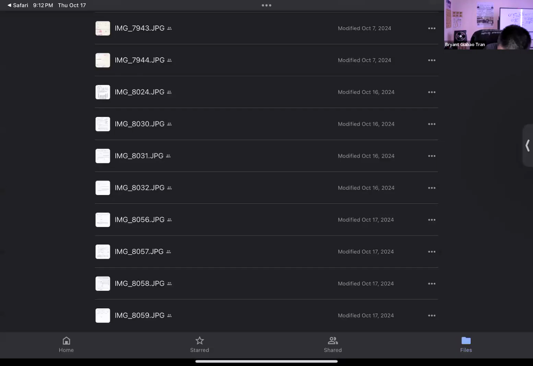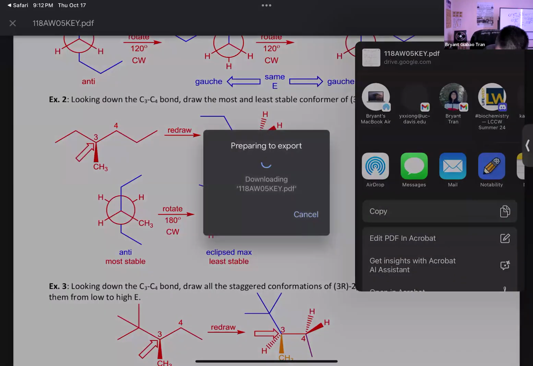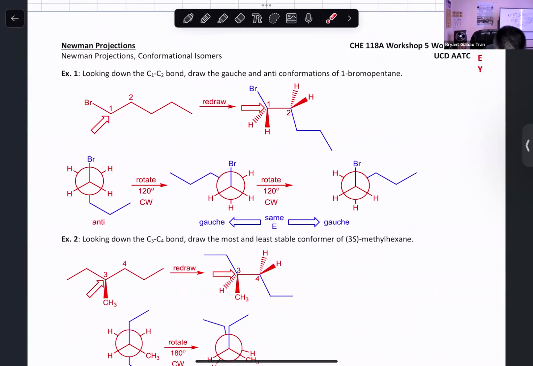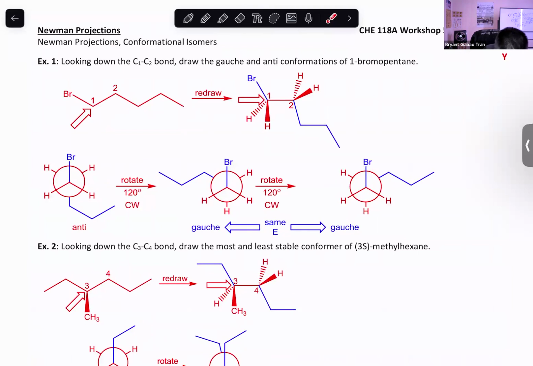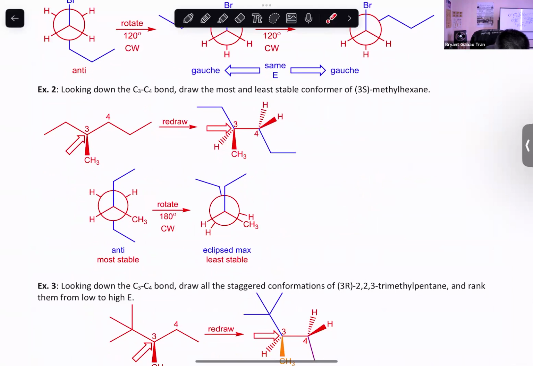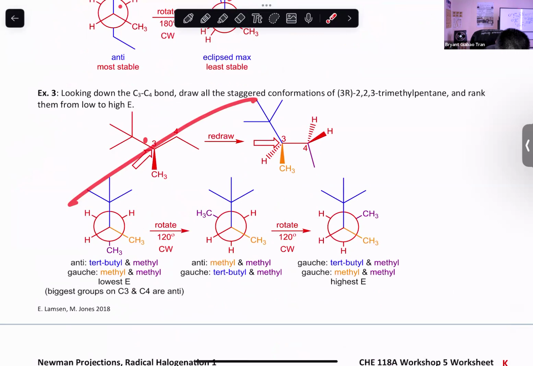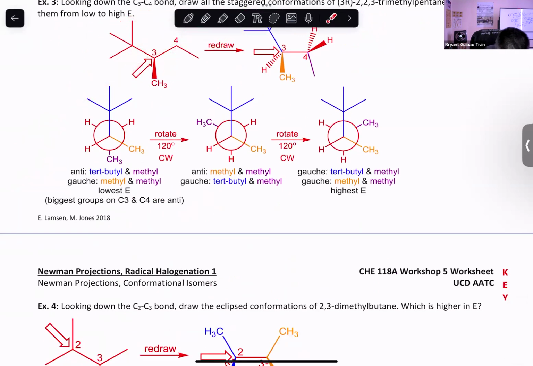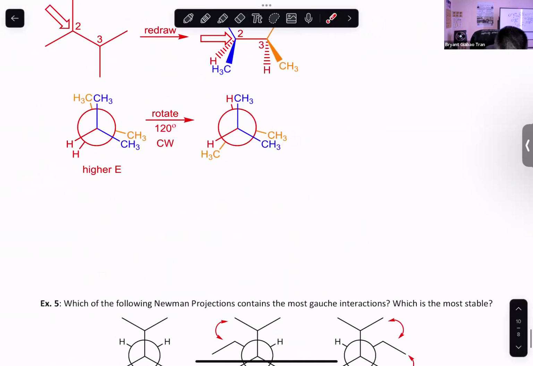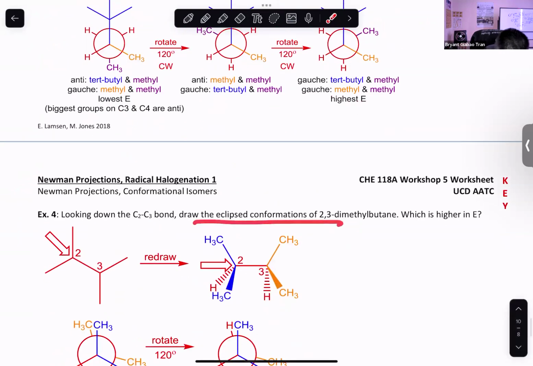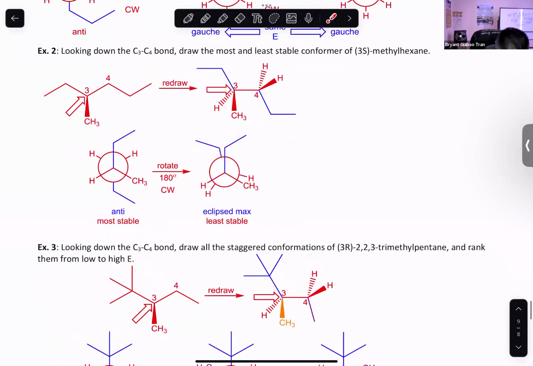Let's just look at the key. We rotate this to that, to that. Same, looking down. These are anti. Eclipsed. That should be anti. Rotate. Okay. Draw.